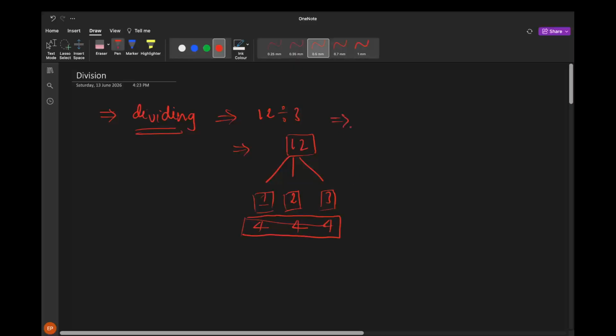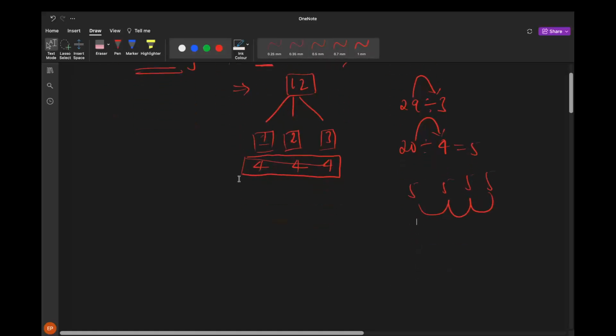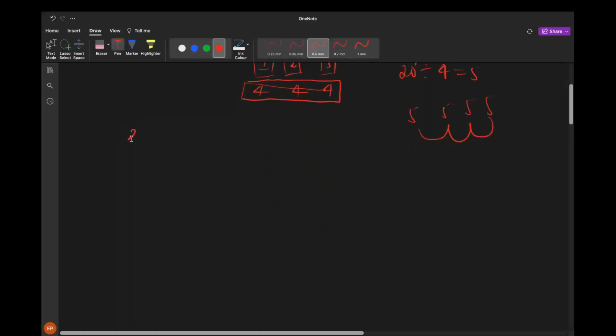So basically division means something we are dividing into these many parts. 100 divided by 5 means we are dividing 100 into 5 equal parts. 29 divided by 3: 29 is divided into 3 equal parts. 20 divided by 4: we are dividing 20 into 4 equal parts, which is 5. 5, 5, 5, 5, 4 parts means 20. So for this, at least you should know the 2 to 9 tables, then we can do division easily.